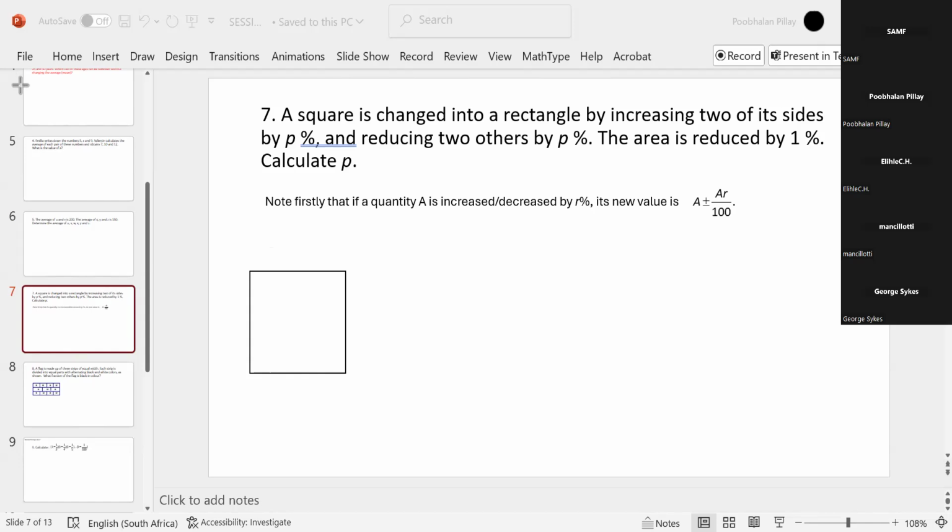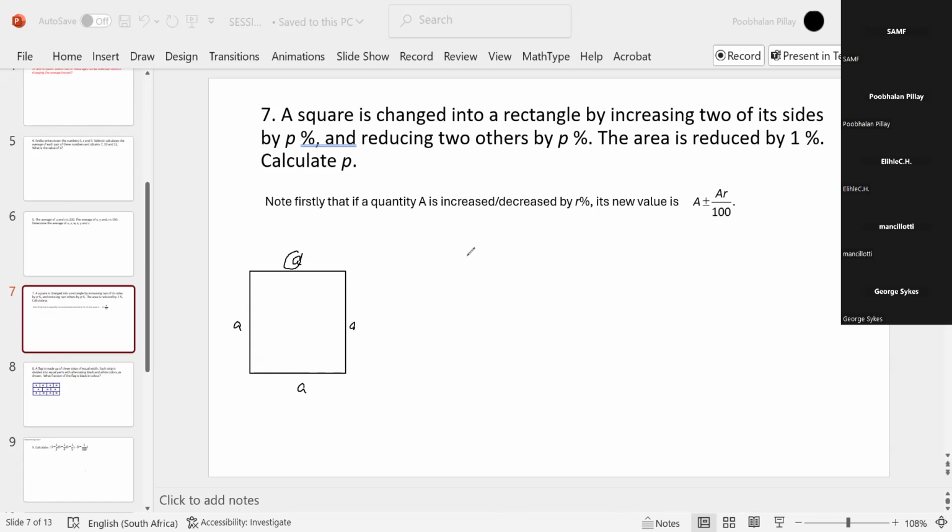So let's just give a name to the sides because we don't know what the sides are. Let's call these sides A. All the sides are A. Now, the square is changed into a rectangle by increasing two of its sides. So let's take the side here. We want to increase this by P%. Now, this is very crucial. What do you mean by saying that a number is increased by P%?